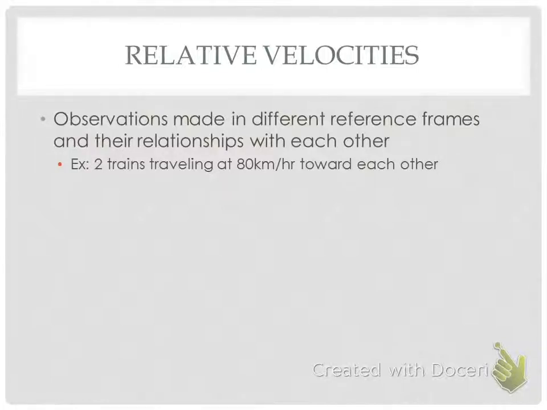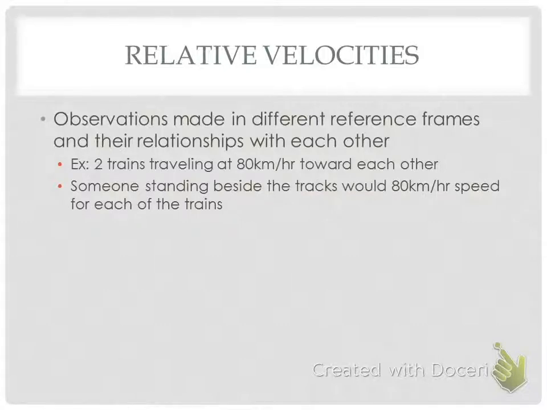So, for example, if I have two trains traveling 80 kilometers per hour toward each other, and someone's standing on the tracks, standing still, they see each of those trains has a velocity of 80 kilometers per hour. You don't have to necessarily write this example down. I'm just going to talk through it so you can get an idea about what relative velocities mean. Someone standing on the tracks, if they could measure that in their brain, is going to see they're each traveling 80 kilometers per hour, or at least about the same speed.